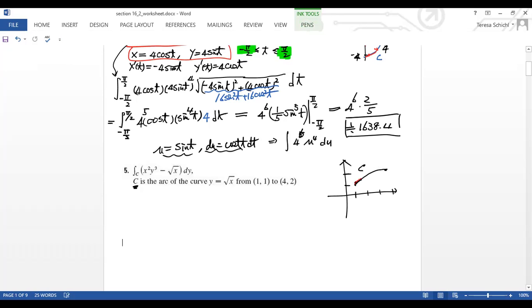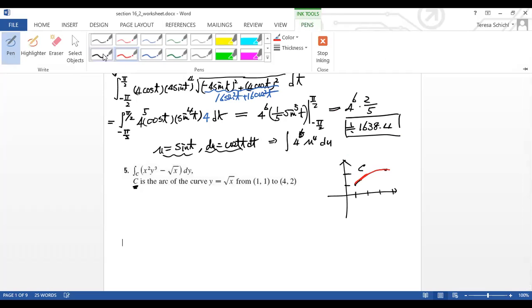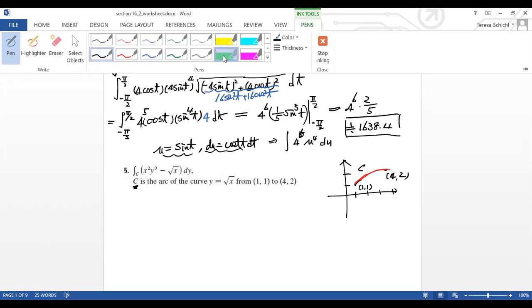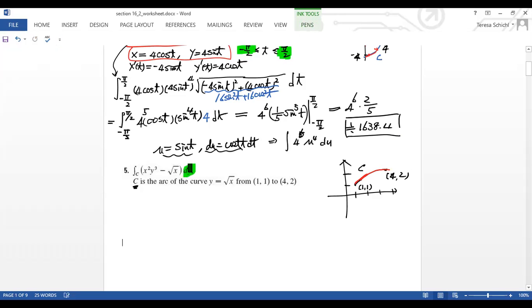I'm going to integrate. So this is my curve here, all right? And in here, this is the point 1, 1. And this is the point 4, 2 here. Okay, and now in here, they said be careful here, right? What I have in here is a dy. So it's not a ds anymore. Okay, so let's take a look. How do I do this one here?